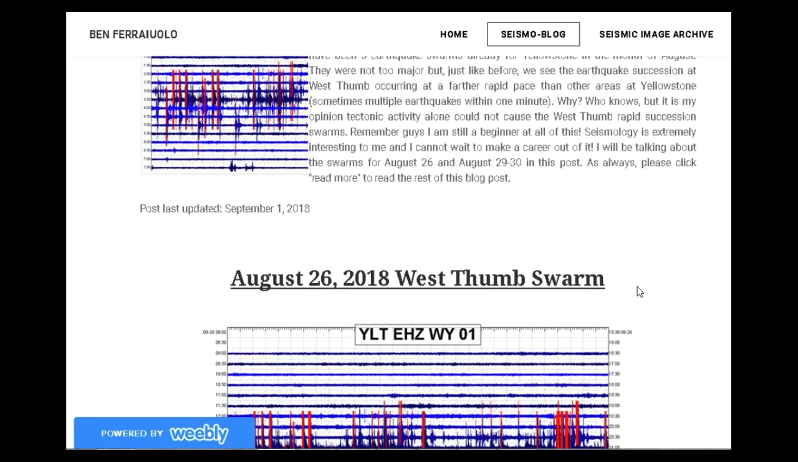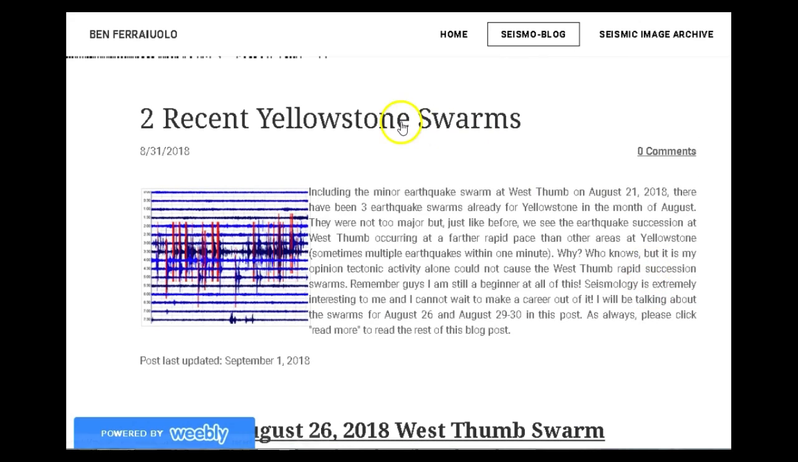I will be talking about the swarms for August 26th and August 29th through the 30th in this post. As always, please click read more to read the rest of this blog post. Or you can always just click the title like I did.